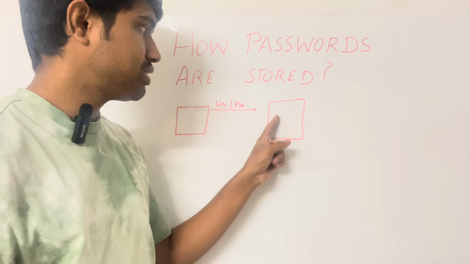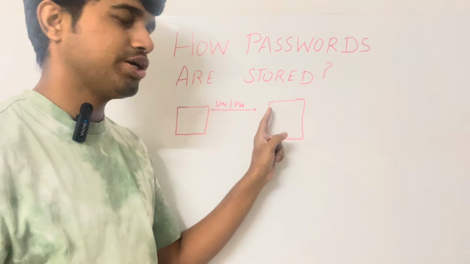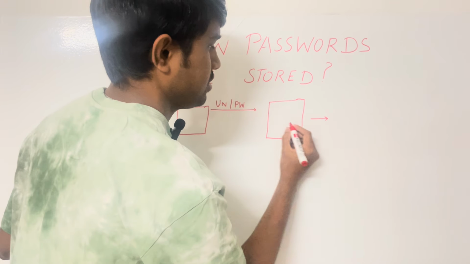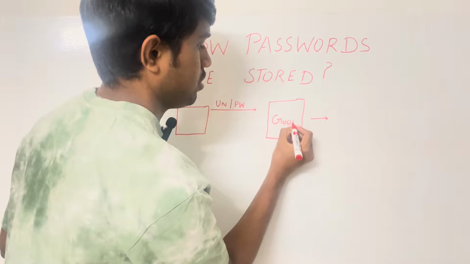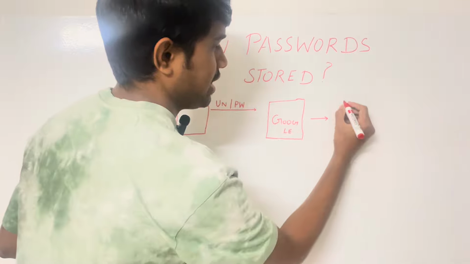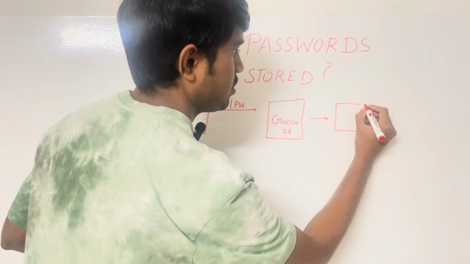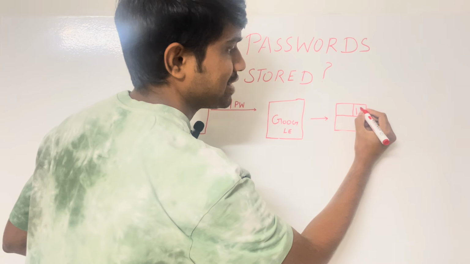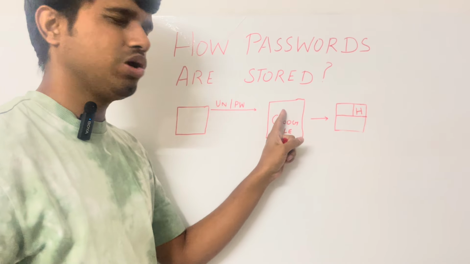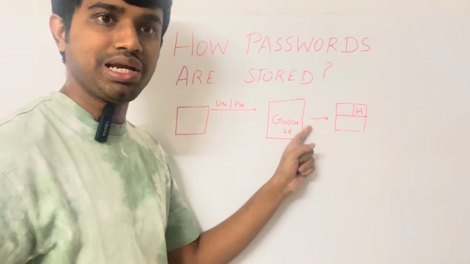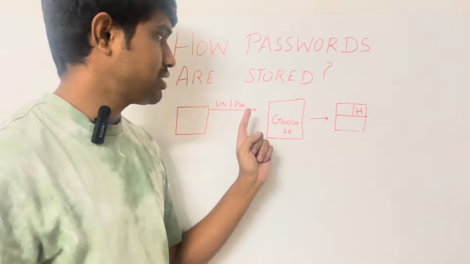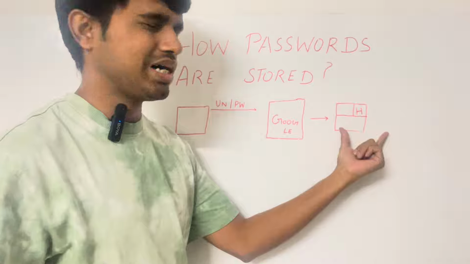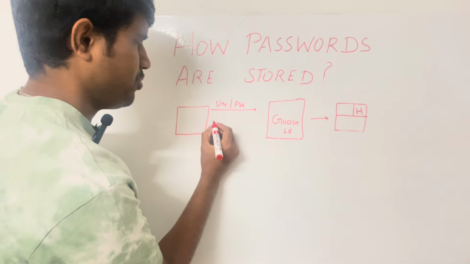Here the username and password go into the hashing function, and a hash is generated, and in the database, this can be Google, along with your other details, in the password field what gets stored is the hash. So Google doesn't even maintain your passwords. The first thing Google does is take your password, give it to a hash function, generate the hash and store the hash.